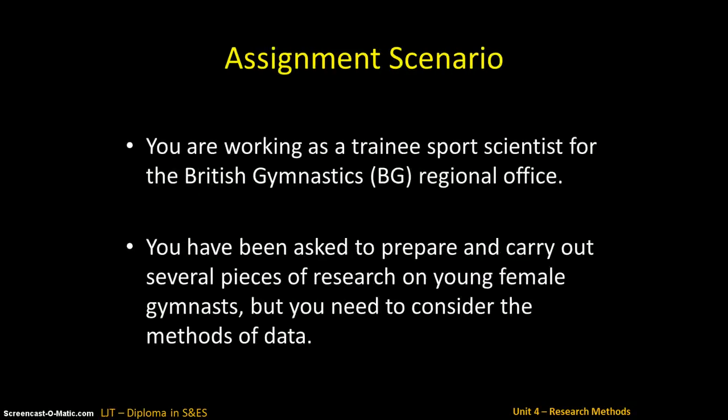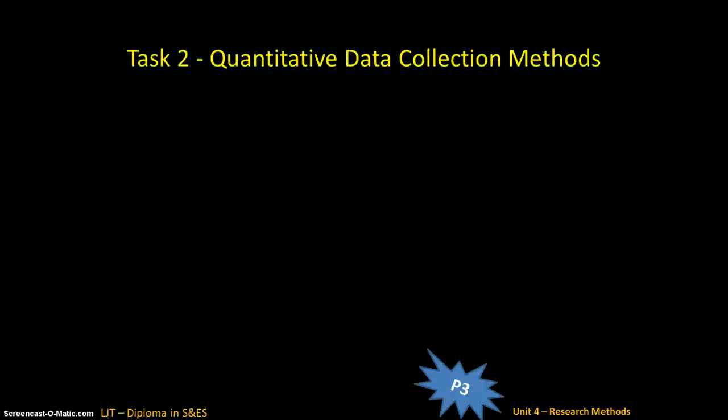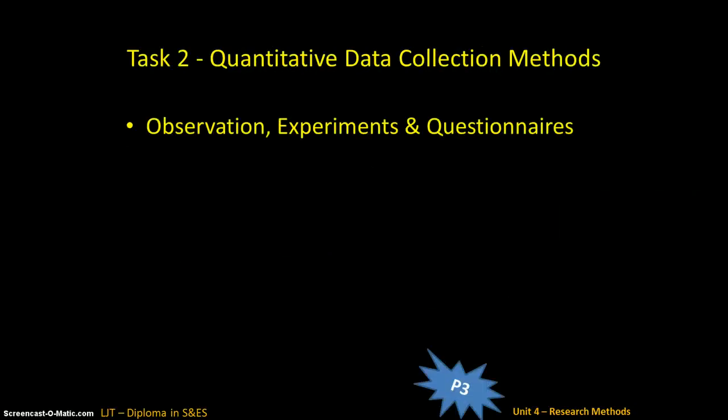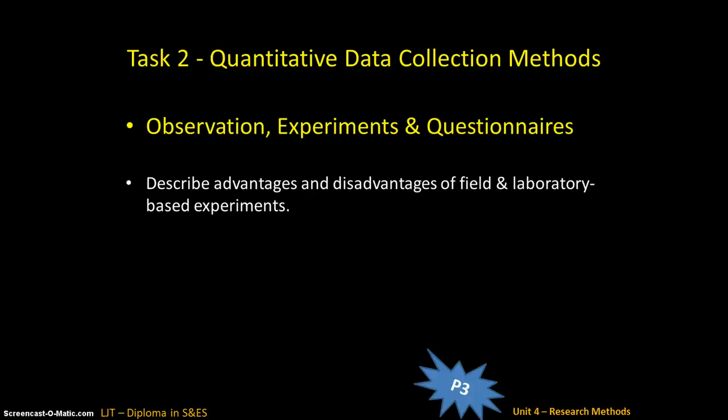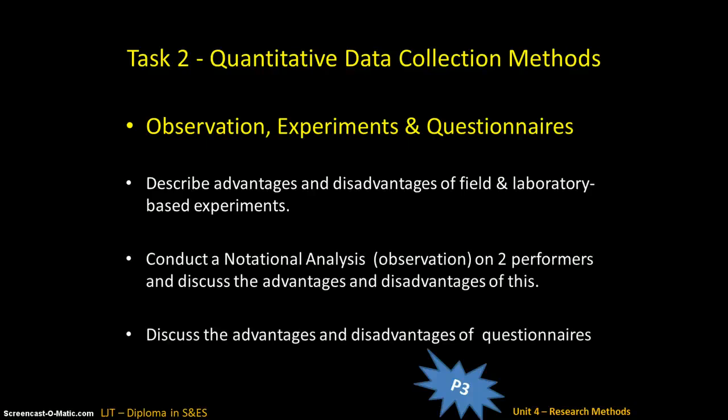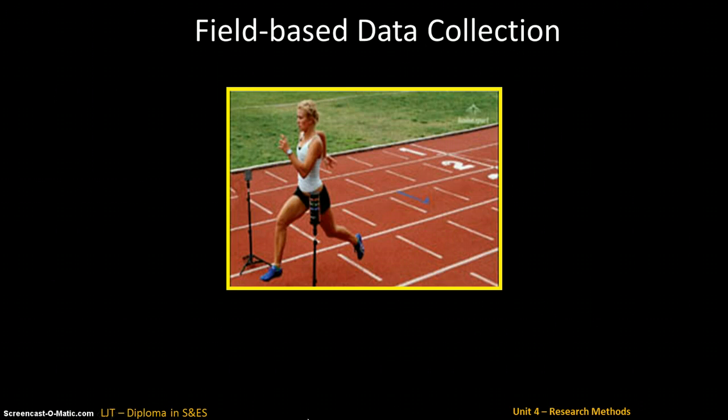I know it sounds like an immense task, but it's all for P3, and there's our scenario as you well know by now. So we're looking at observation, experiments and questionnaires, which are all different types of quantitative data collection methods. We're looking at the advantages and disadvantages. You're going to actually do a notational analysis, which is observing some performance and getting numerical data for it. And we're going to look at the advantages and disadvantages of this. And again, questionnaires, which I think you're less likely to use in your project, but we'll look at anyway. Once you've collected all this information and evaluated these different types of methods, you'll obviously add that information to your video screencast.